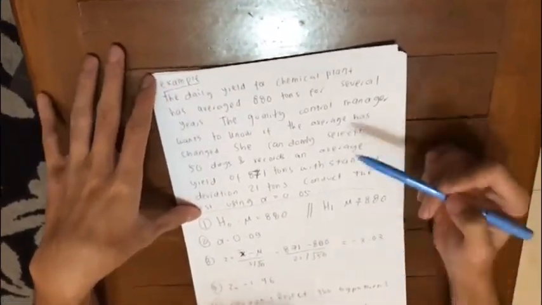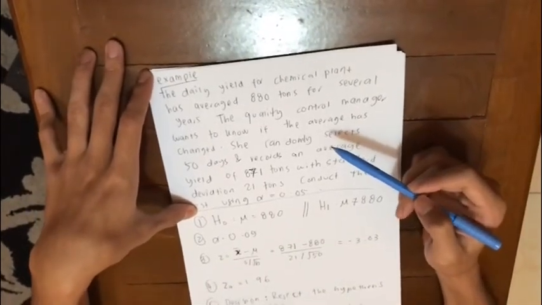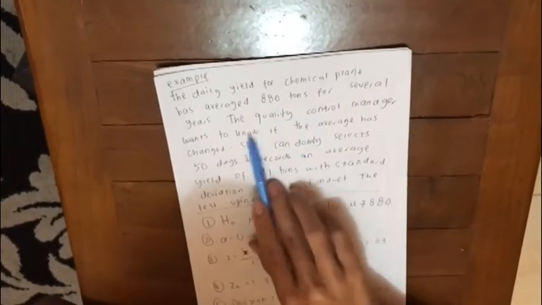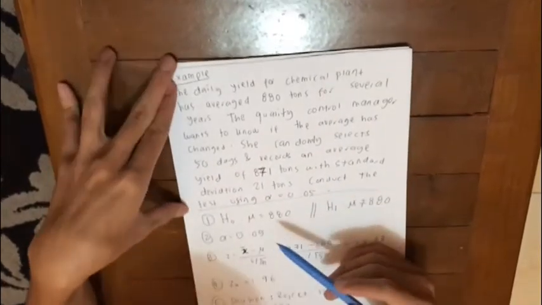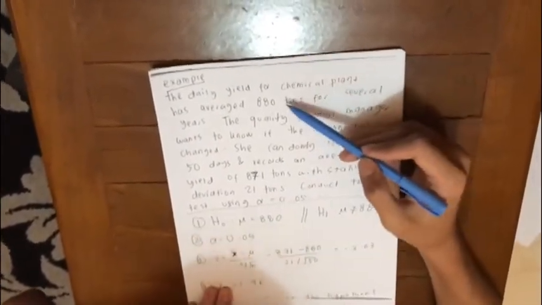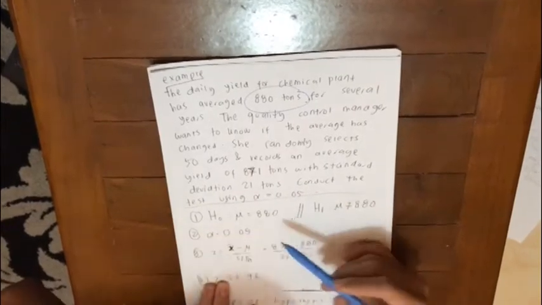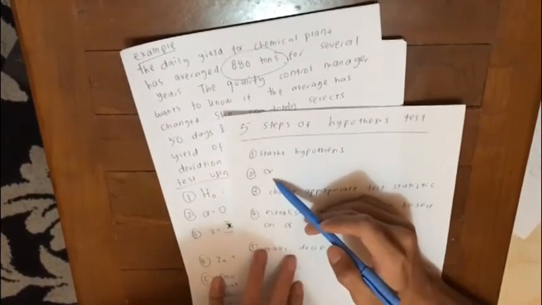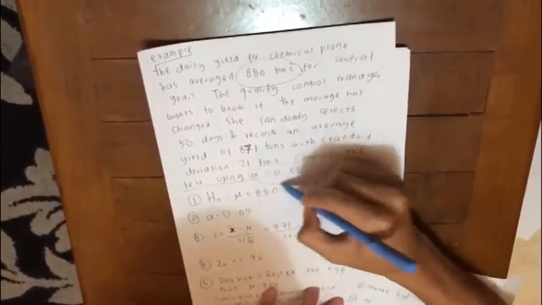So this is the example for the mean where n is greater than or equal to 30. As we can read here, the daily yield for a chemical plant has averaged 880 tons for several years, and so on. For the first step, we state the hypothesis, which we can take from the question. The null hypothesis is that the mean is 880 tons. Then the alternative is not equal to 880 tons. For the second step, we pick alpha, which is stated in the last sentence, 0.05.